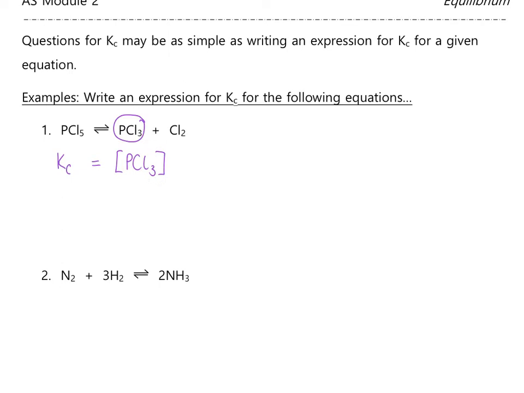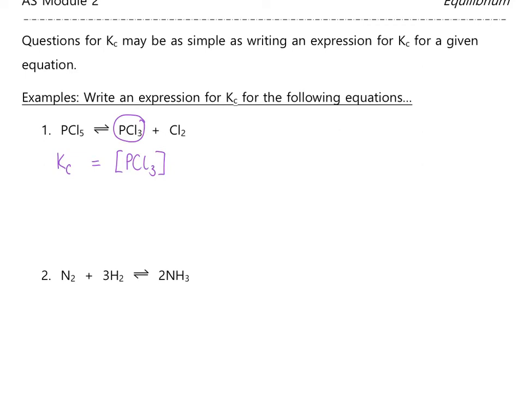Okay, and we said that was raised to the power of its balancing number. Now the balancing number in front of PCl3 is essentially 1, but we know that anything raised to the power of 1 is just itself. So where there's no balancing number, we don't need to include that 1.